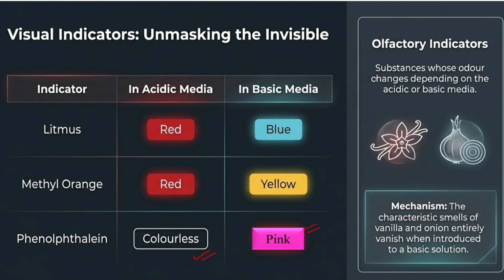Next category of indicators that we have are universal or chemical-based indicators. Then we have olfactory indicators. Olfactory means odor or smell. So we will discuss onion extract and vanilla. So the next slide.